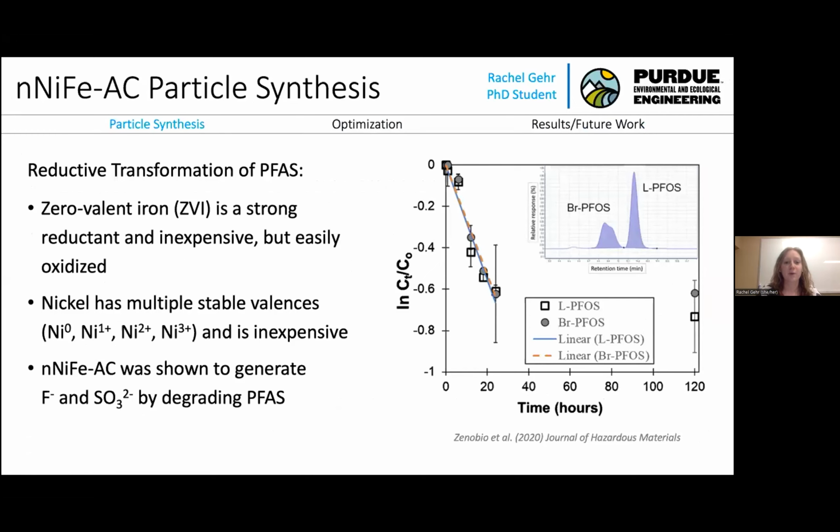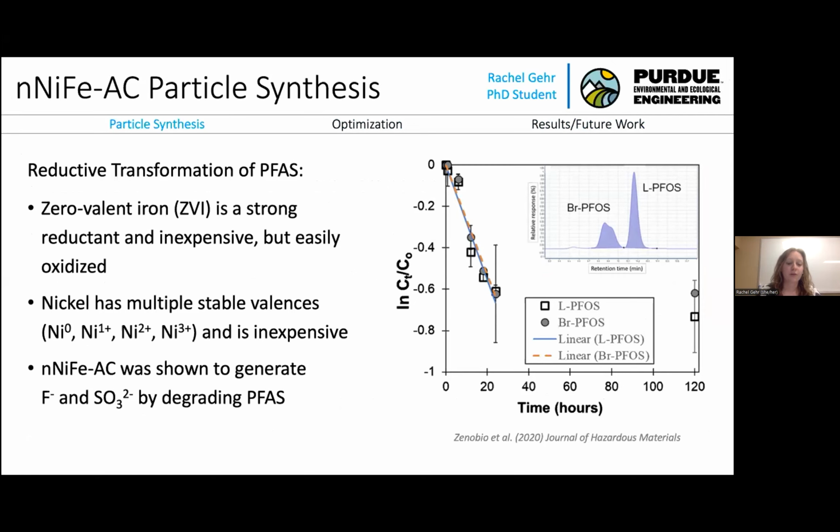My name is Rachel Gare, and I'm at Purdue University getting my PhD under Dr. Linda Lee, looking at some PFAS remediation. Diving right into it, since I just have 5 minutes here, we know that one of the successful methods of PFAS treatment has been reductive transformation of these compounds.